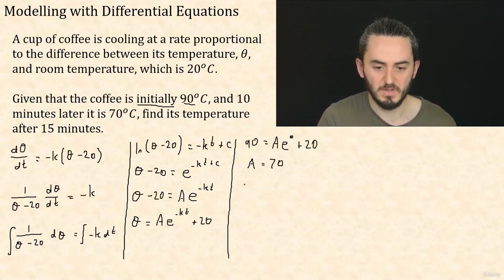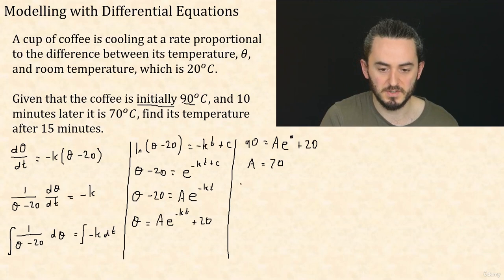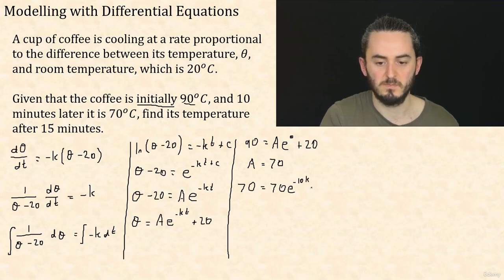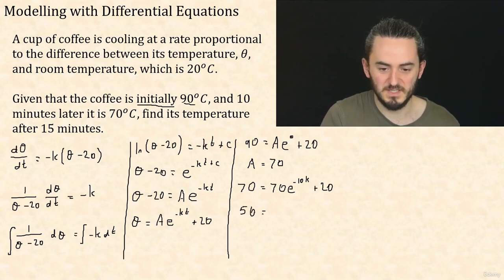What about k? Well, I know that after 10 minutes it's 70 degrees. So I know that 70 needs to be equal to 70 e to the minus kt, and t is 10. So that's minus 10k plus 20. And this is where it gets messy. So subtract 20 from both sides, and I've got 50 equals 70 e to the minus 10k.